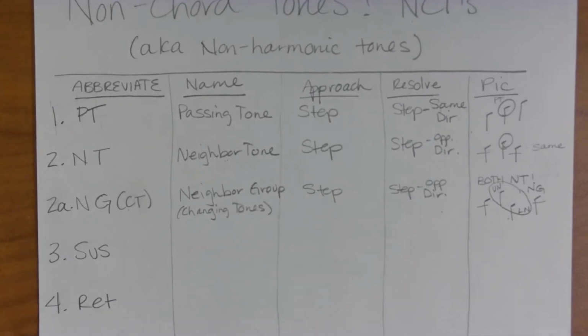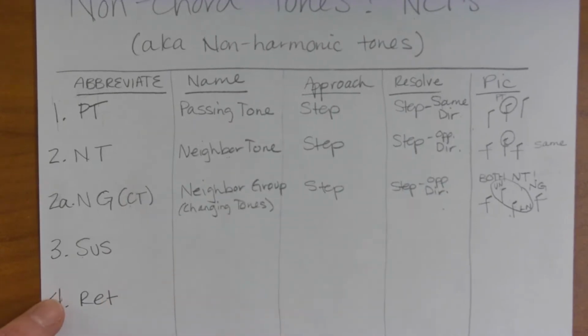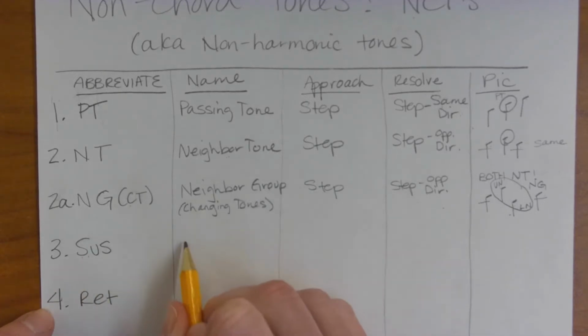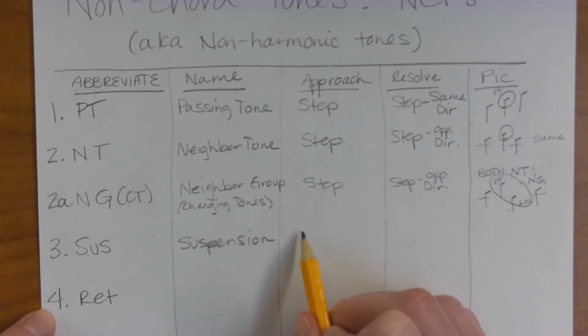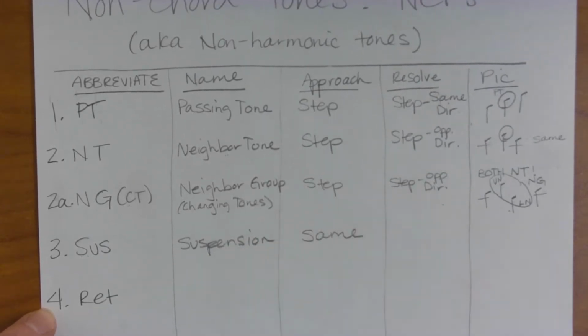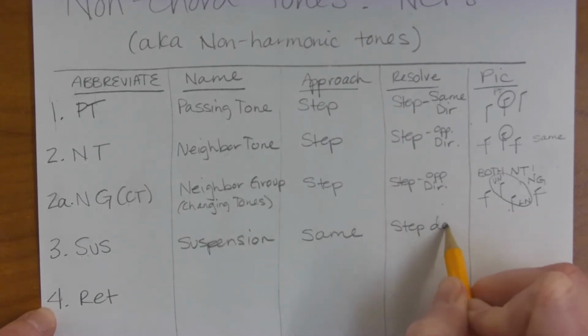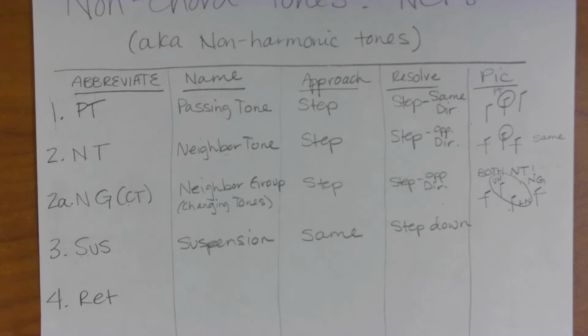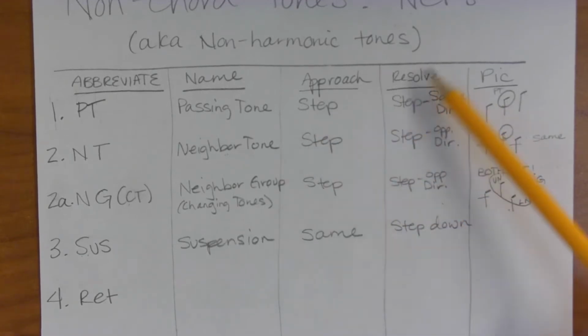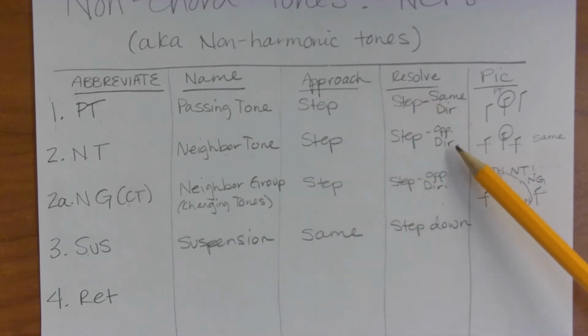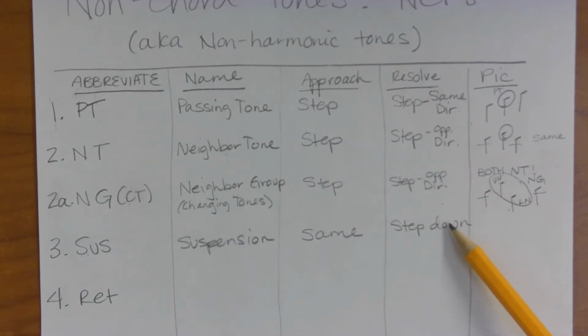The next one is suspension, okay? Abbreviated sus. This is actually probably the most common one to also encounter in pop music. And this is approached by the same note and resolved by step down. Notice that I'm very specific in my steps. So if it just says step, it could be any direction. But if it says step in the same direction, that means you got to keep going in the same way. Step in the opposite direction, you got to change directions. But this one, it doesn't say that it's an opposite direction. No, it's a step down. It has to go down.